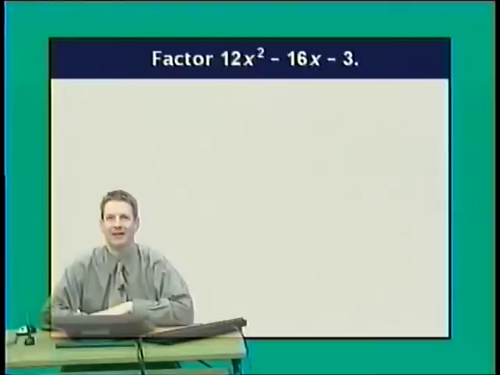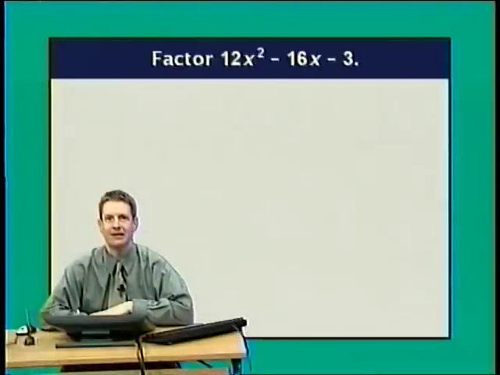Let's factor 12x squared minus 16x minus 3. You remember what the first step of factoring always is? You need to factor out your common factors. There are no common factors here. So now I need to make a choice. Do I want to factor by guess and check, or do I want to factor using the grouping method?